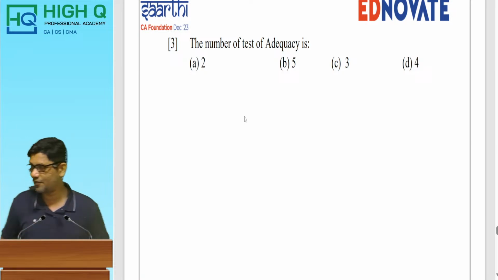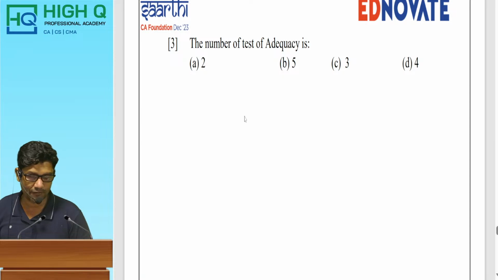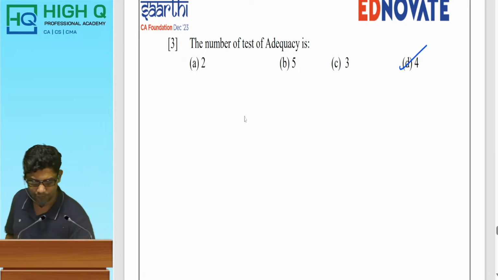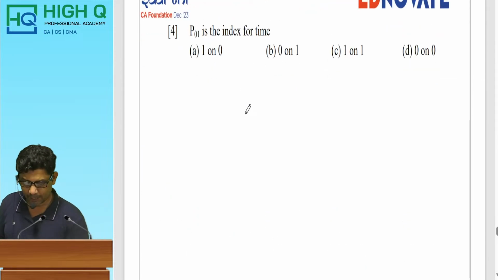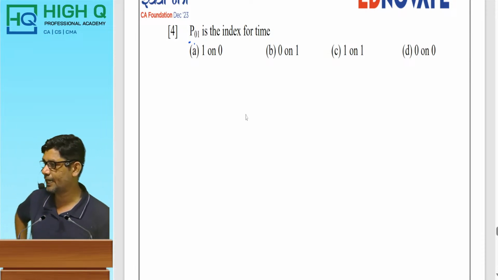The number of test of adequacy. Tell me, my dear, what is number of test of adequacy? Yes, Chota Bhim. Okay. P01 is the index number, index for time. P01 is index for time.